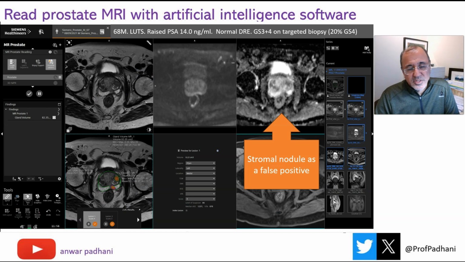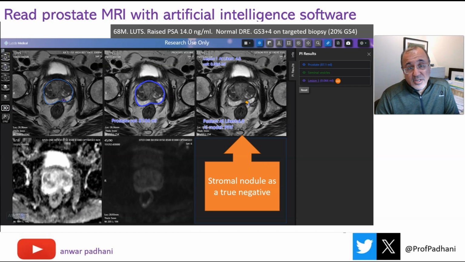Another false positive is in fact a stromal nodule. So here's a man with a 3+4 cancer here in the peripheral zone. This was confirmed by a targeted biopsy, but the AI identifies this lesion here, which in fact all of us would call a stromal nodule. So a stromal nodule is a well-recognized false positive.